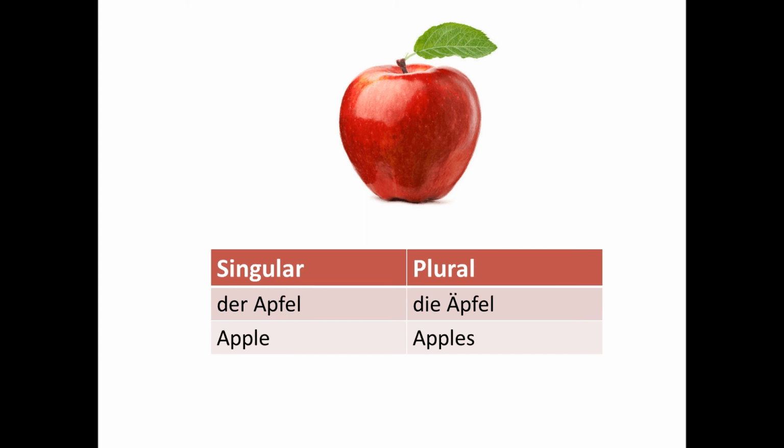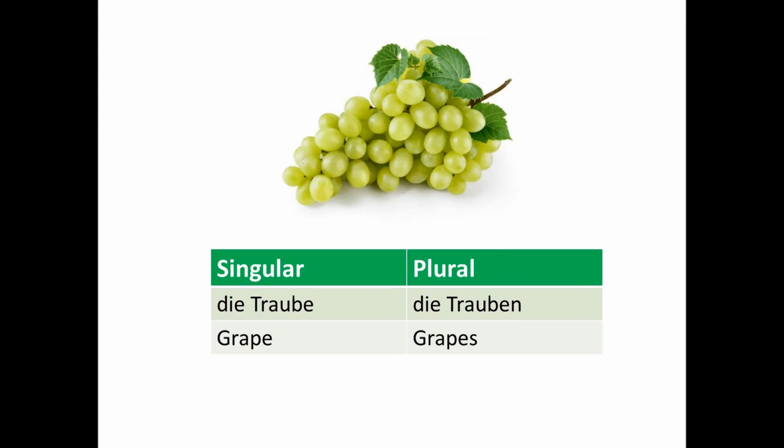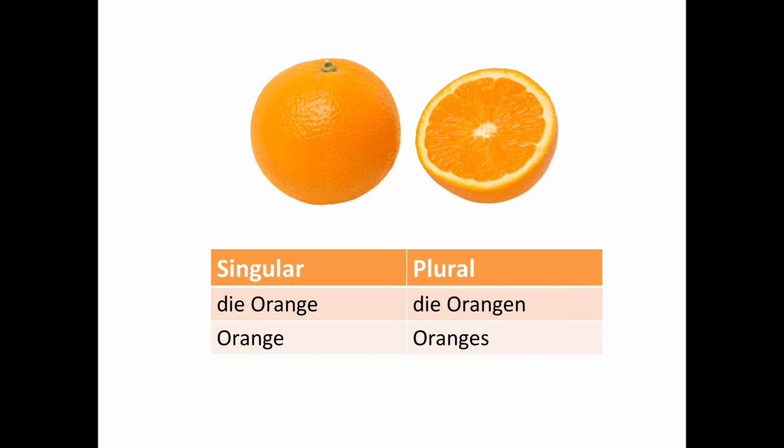Der Apfel means apple, and plural is the Äpfel. The Äpfel, apples. Die Traube, grape. Die Trauben means grapes in plural. The orange, orange. Plural is the Orangen. The Orangen, oranges.